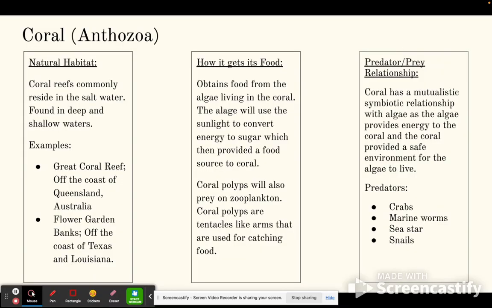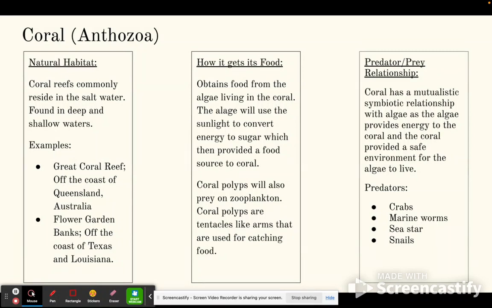The scientific name of coral is Anthozoa. You could commonly find coral in saltwater oceans. You can find them in both deep and shallow waters. A few examples would be the Great Coral Reef, which you could find on the coast of Australia, and then the Flower Garden Banks, which you could find off the coast of Texas and Louisiana.